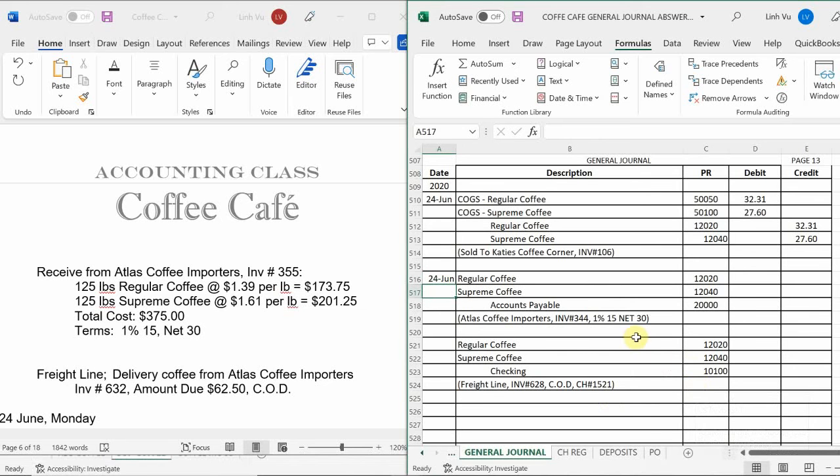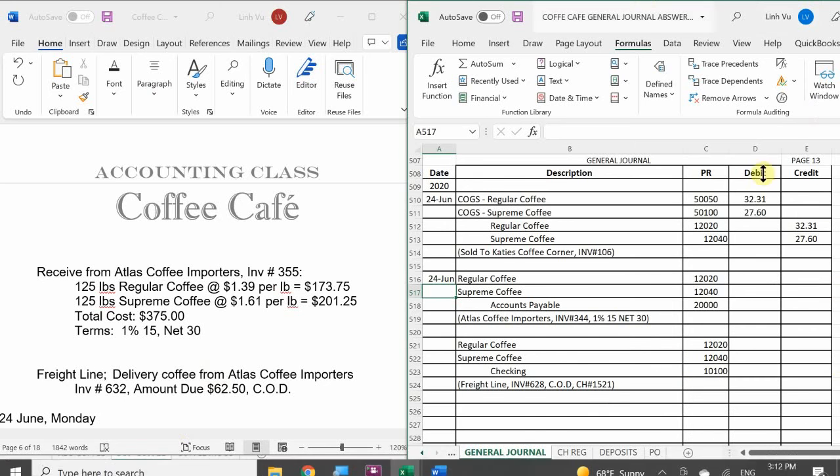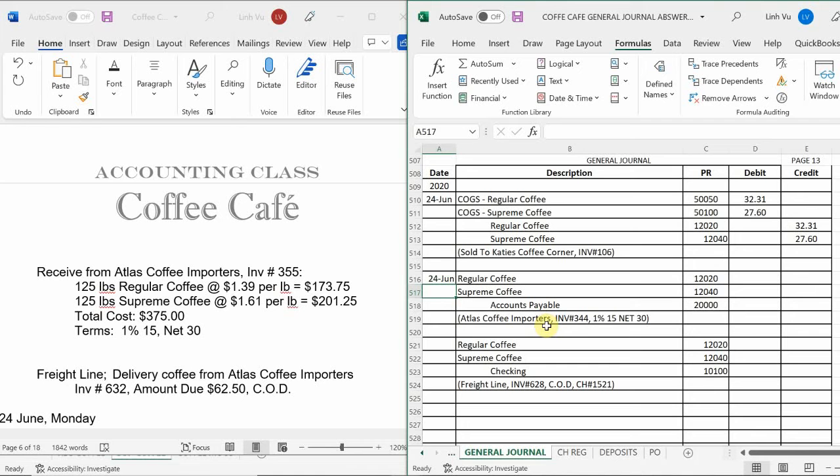Let's make some more adjustments now. In this case, we got Atlas Coffee Corner, or I'm sorry, Atlas Coffee Importers. We got invoice number 355. Still got the 1%, 15, net 30.